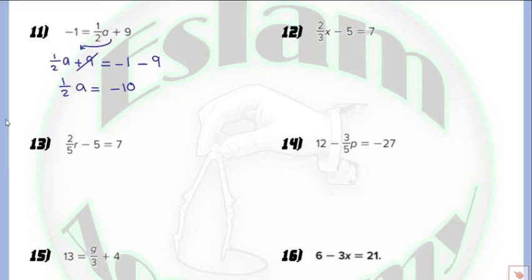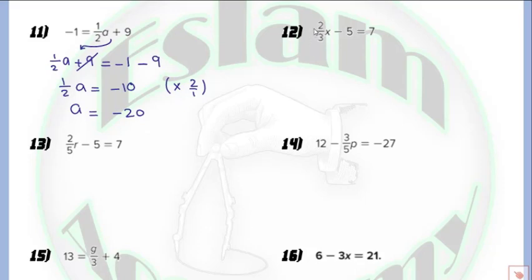Now we have 1 over 2a. Once we have a rational coefficient, multiply by the reciprocal of the fraction, which is 2 over 1. So 1 over 2 multiplied by 2 over 1 equals 1. Just write a. Negative 10 multiplied by 2 over 1 will equal negative 20.